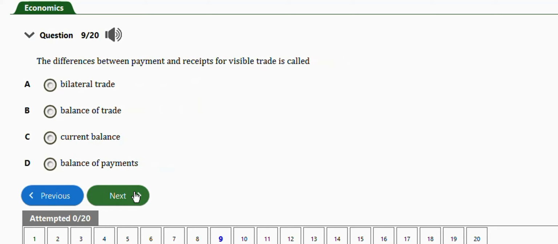Next question says the difference between payment and receipt for visible trade is called balance of trade, option B. Very important.